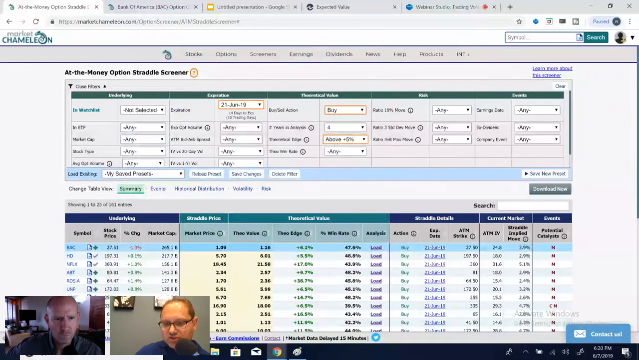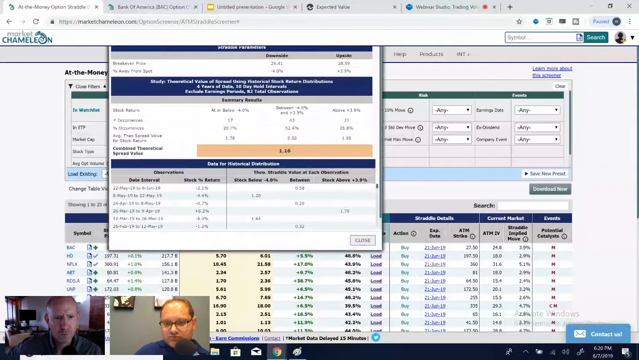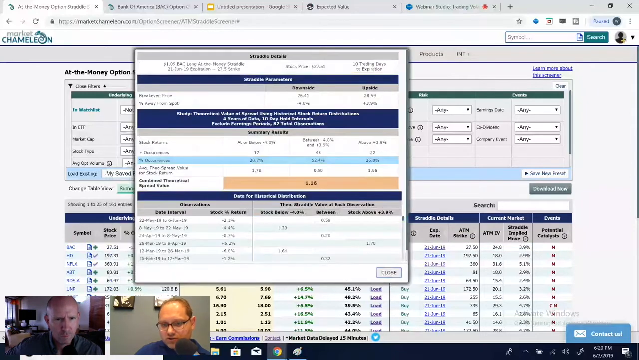This 47.6% is saying that 26.8 and 20.7 is how many times it actually ended up being a winner. Even by a penny, that's how many times it ended up being a winner historically, because it moved enough to cover that premium.